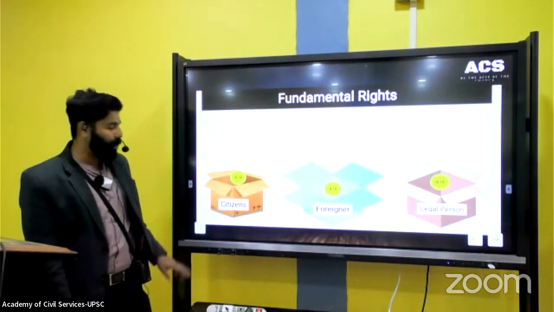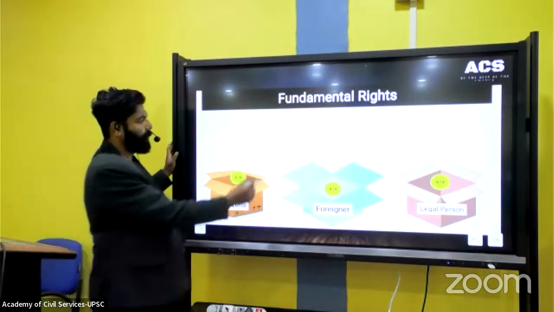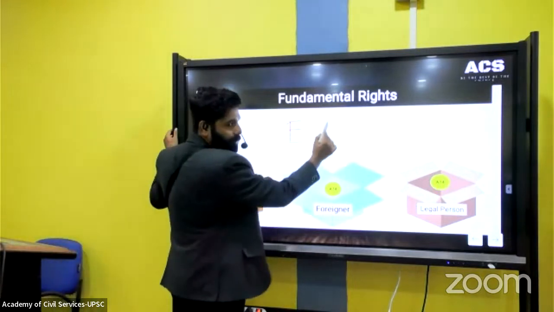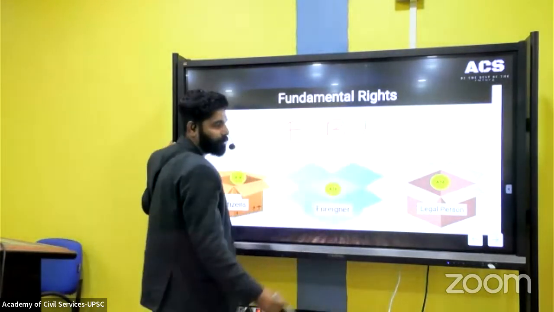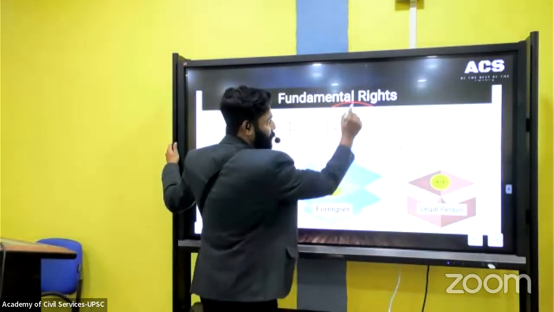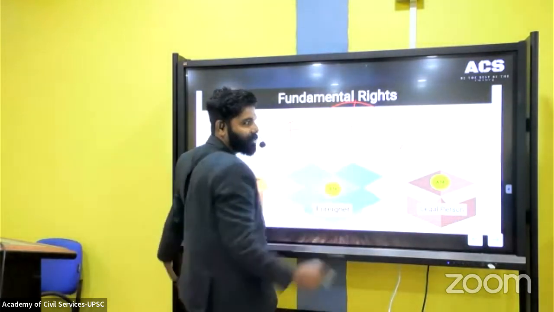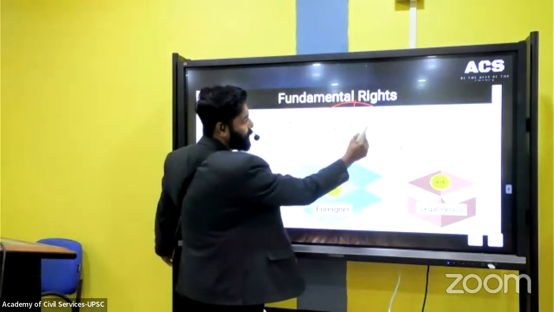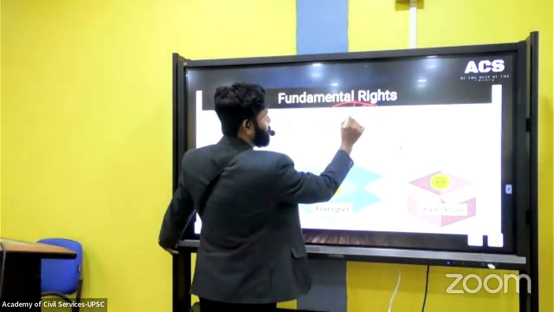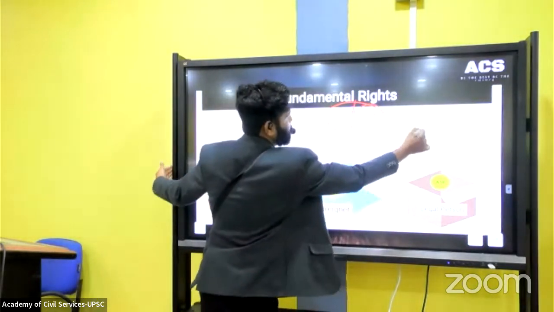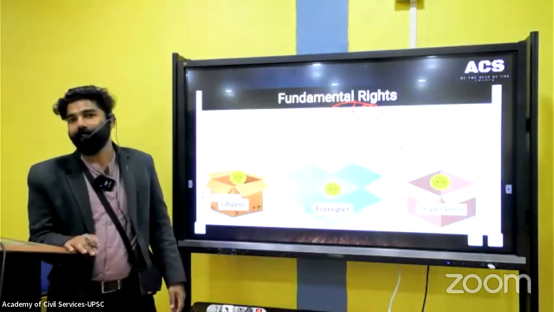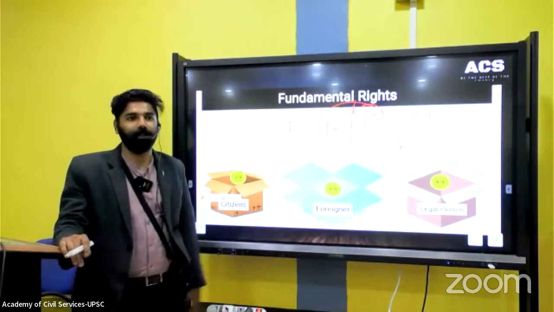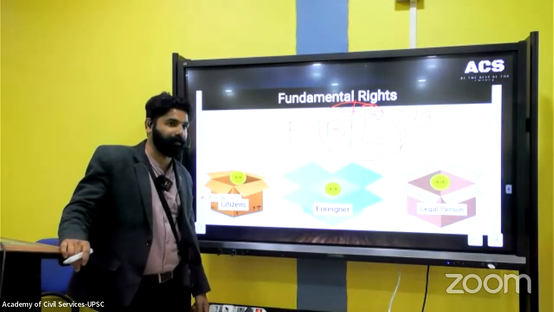Article 14 deals with equality before law. The code language to remember the article was "before law". B is the second letter in the alphabetical order. L is the 12th letter. Article 14. We are also teaching how to remember articles by following this technique, known as the alert technique.